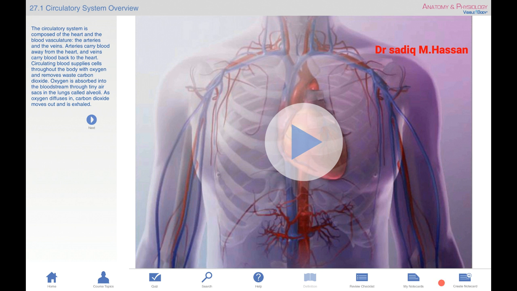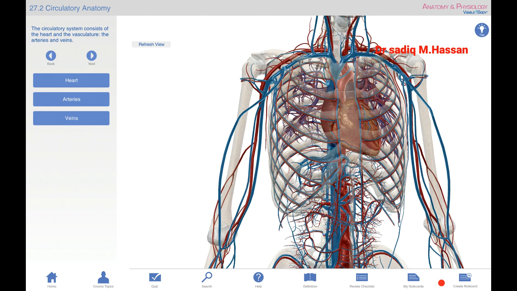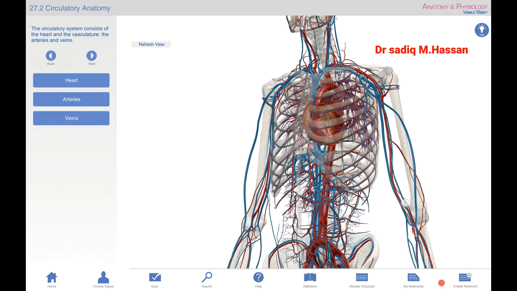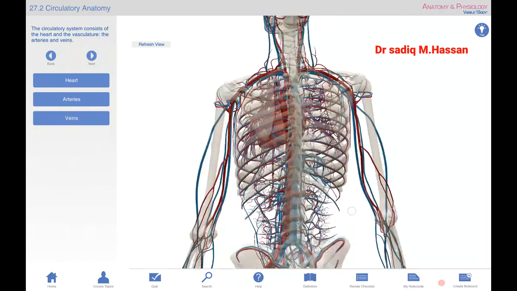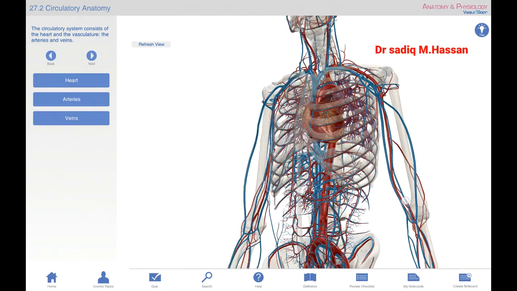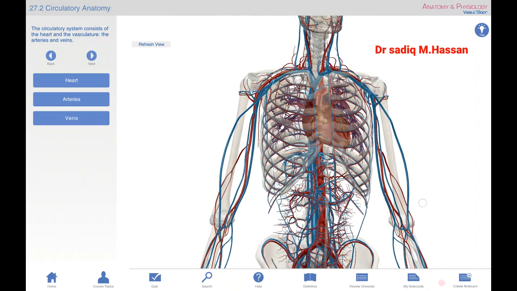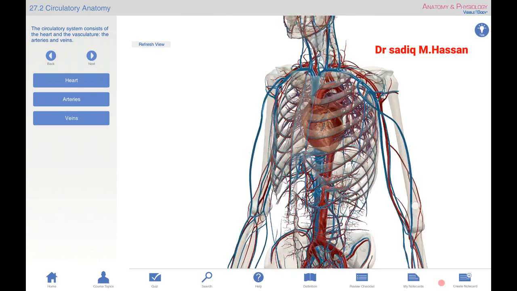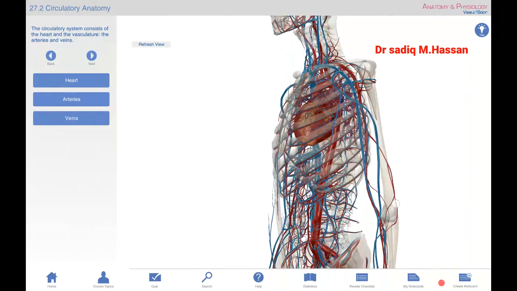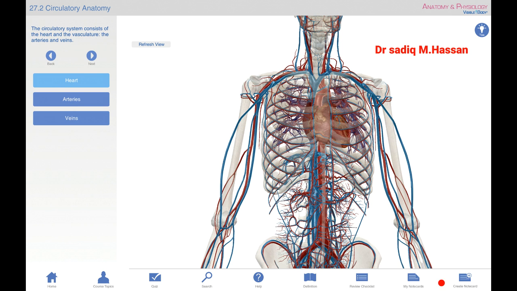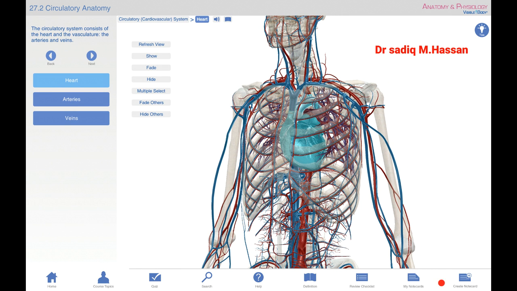Yes, this was a short video about the circulatory system in general, as it is composed of the heart and blood vasculature, whether artery, veins, or capillary. Let us discuss every one of them separately. Here you see the schematic anatomy of the heart and blood vessels, whether arteries or veins, in general. I will highlight the heart first.